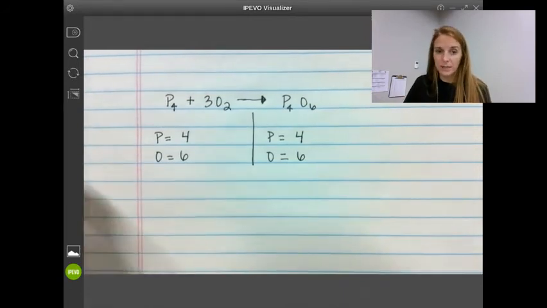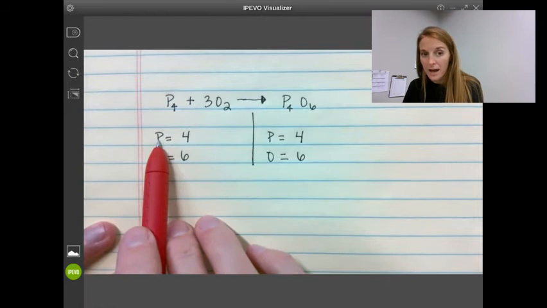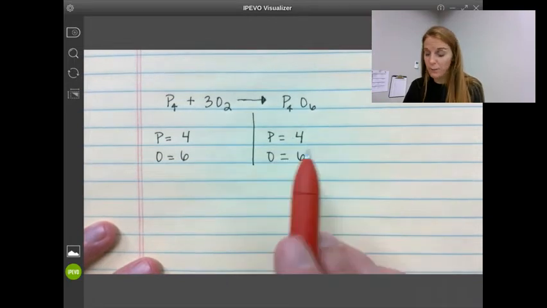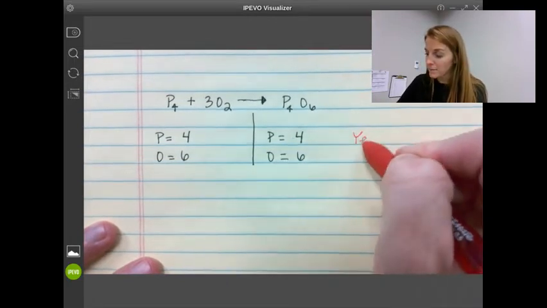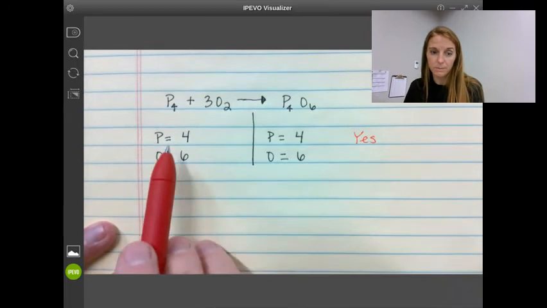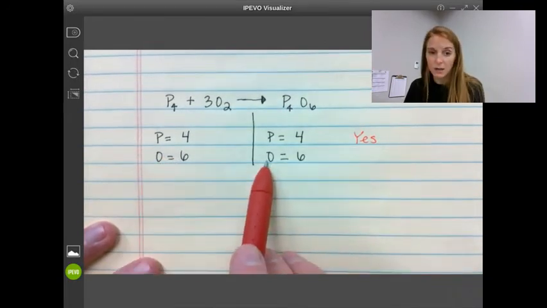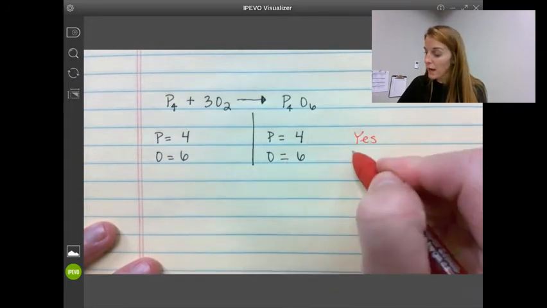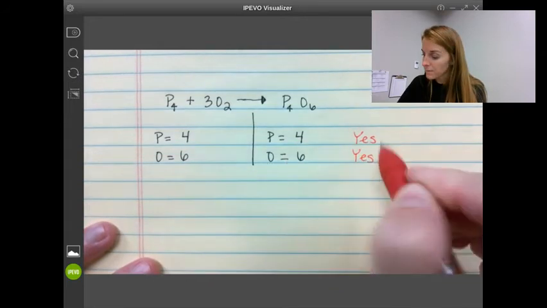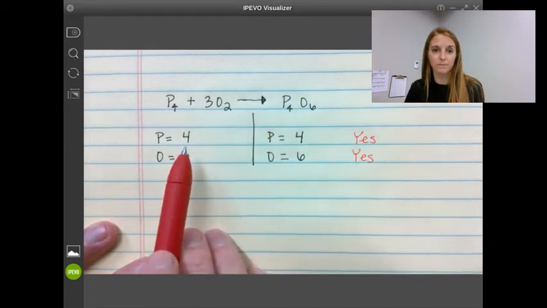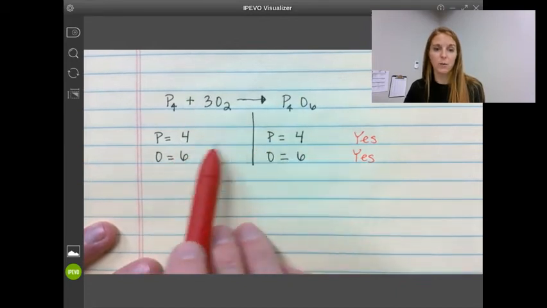So when I look at this, let's see if it's balanced. I have 4 phosphorus on my left on my reactants, and I have 4 phosphoruses on my right, which is my products. So that is balanced. And then I have 6 oxygens on my left and 6 oxygens on my right. So that too is balanced. So this equation has already been balanced. So it's showing that it's equal on both sides.